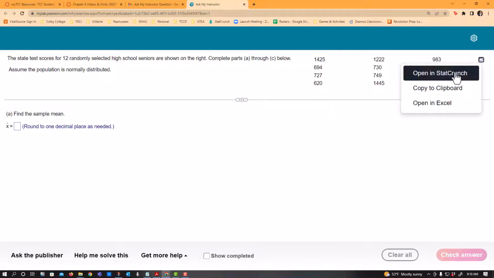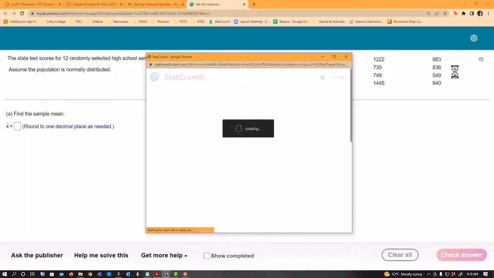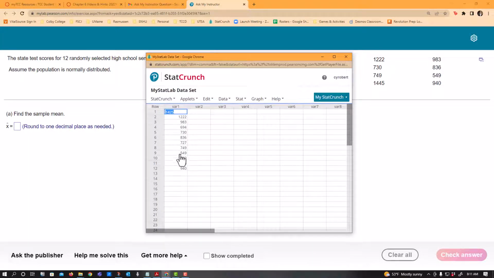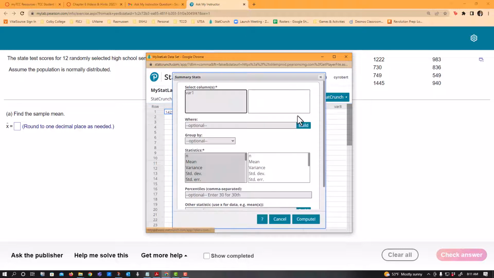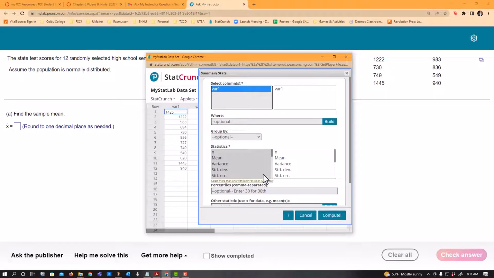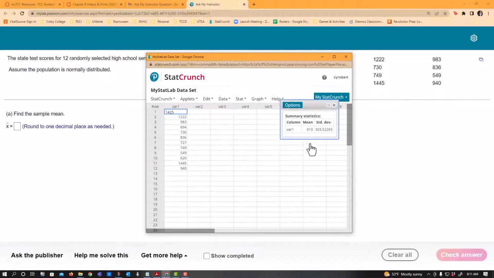Just click to open this in StatCrunch. Okay, so it opens up in StatCrunch and there are your values. I need the mean, and I'm actually going to need the standard deviation as well. So I just go to Stat, Summary Stats, and my data is in a column. I double click, because that's where my data is, in this column right there. It says var1, variable 1. And then all I need is the mean, and then I hold the control key down to get the standard deviation and compute. So it says the mean is 910.